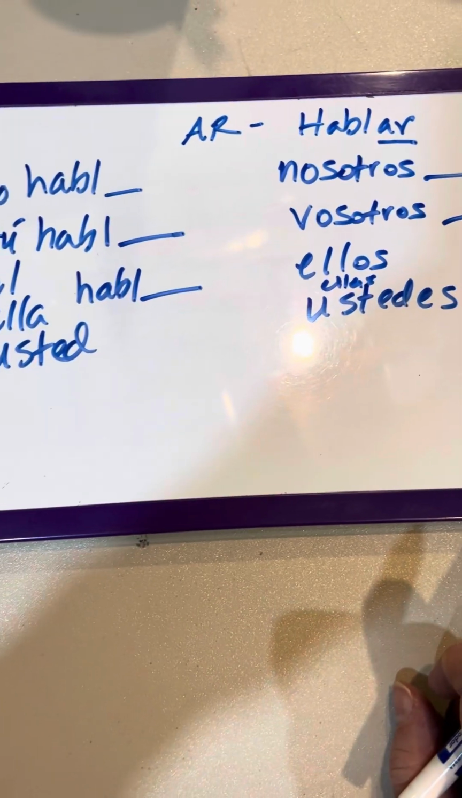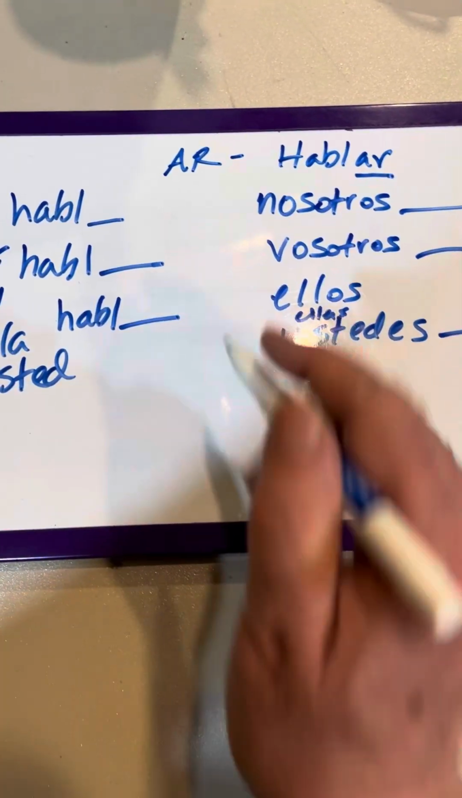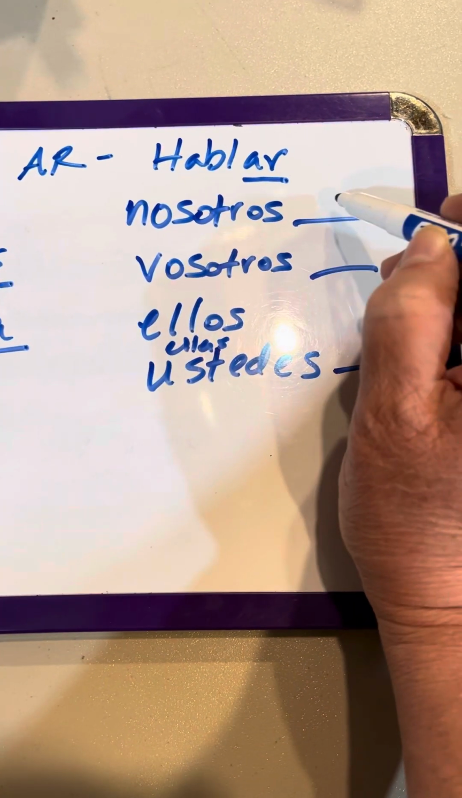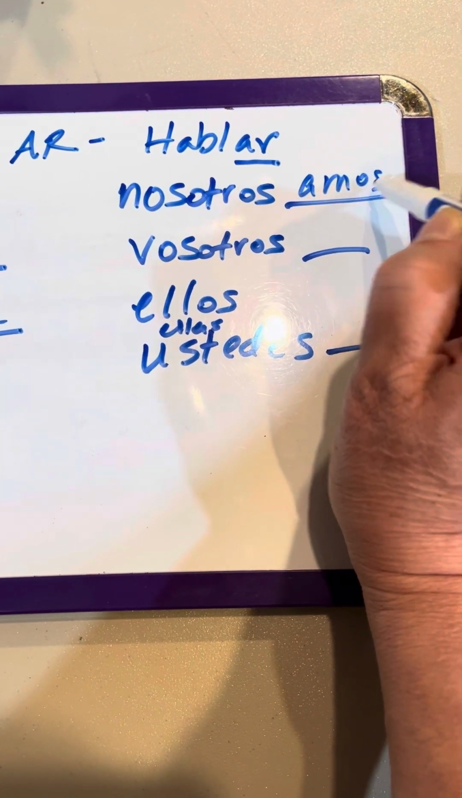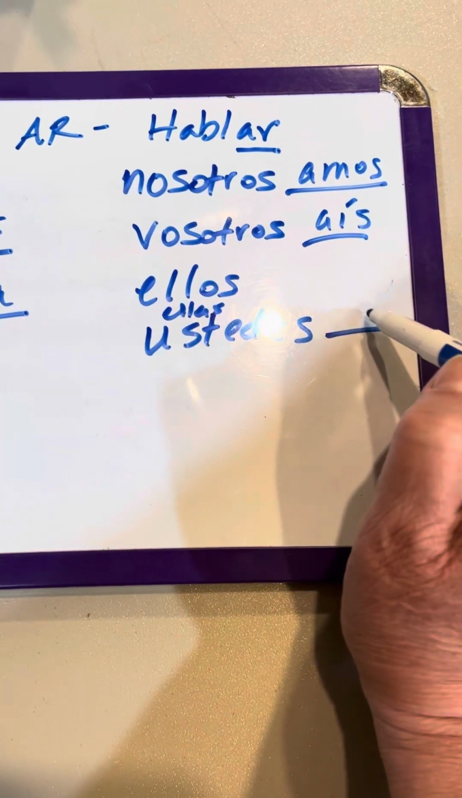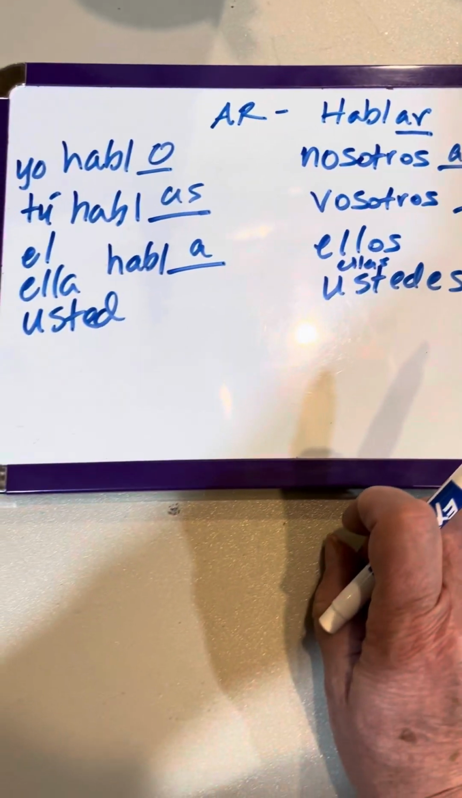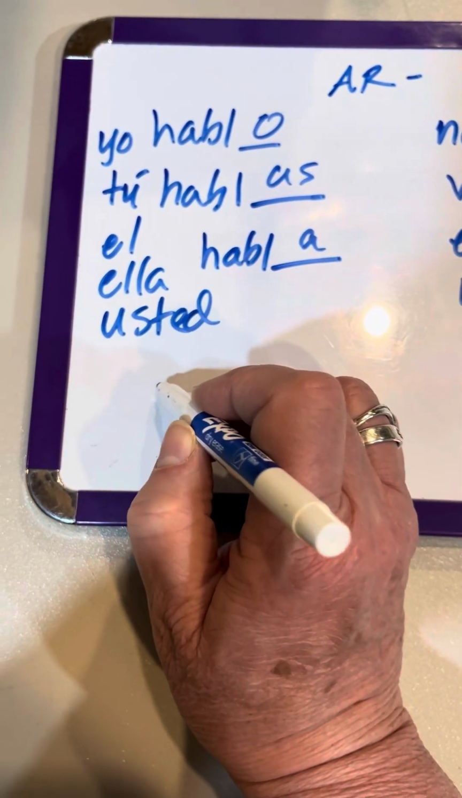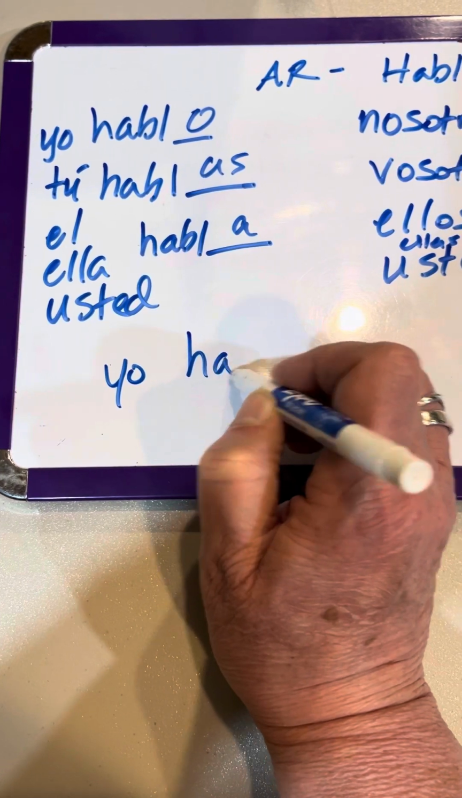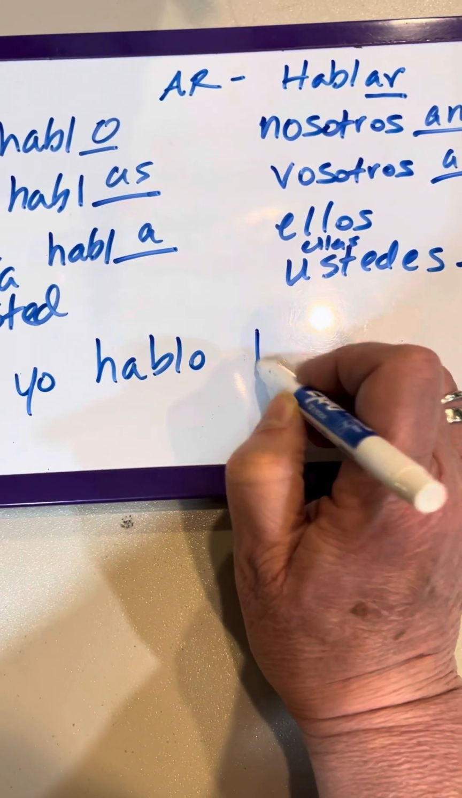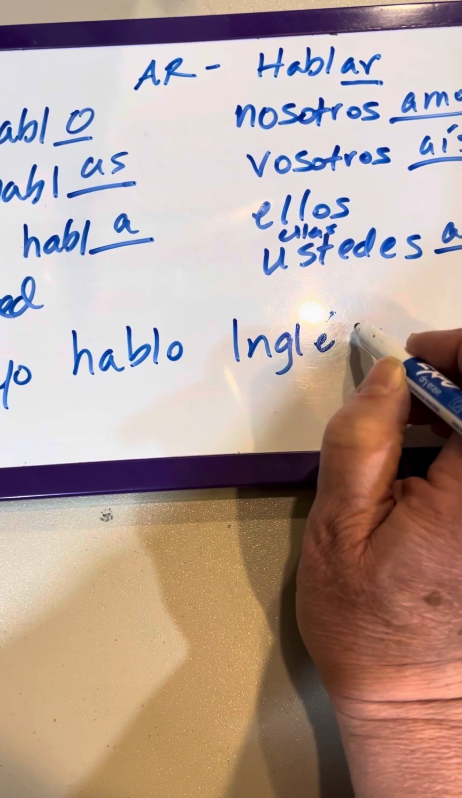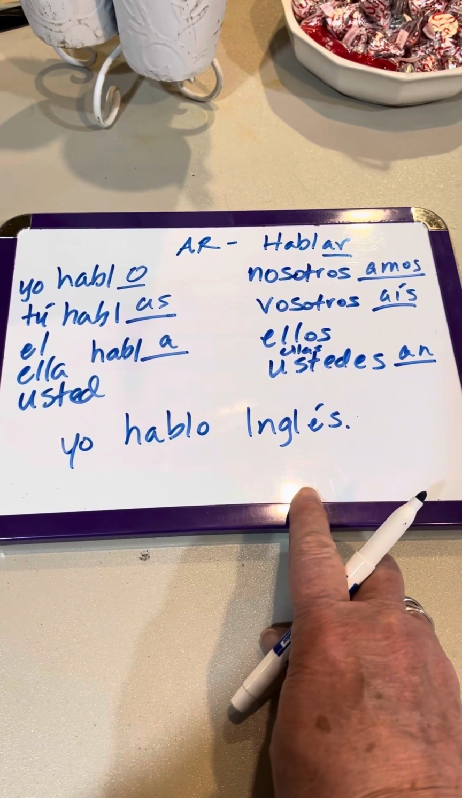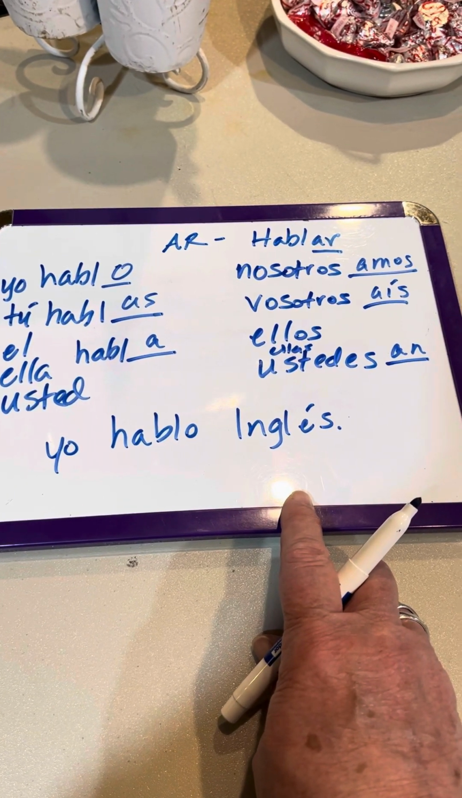No? Okay, do you remember what the endings were? If you do, write them down for yourself. If you don't, they are o, as, a, amos, áis, an. So we take our verb hablar, we choose our person, we write yo hablo inglés, for example, right? There's our sentence, our person, our verb, our object. And that's how we put together our sentences.